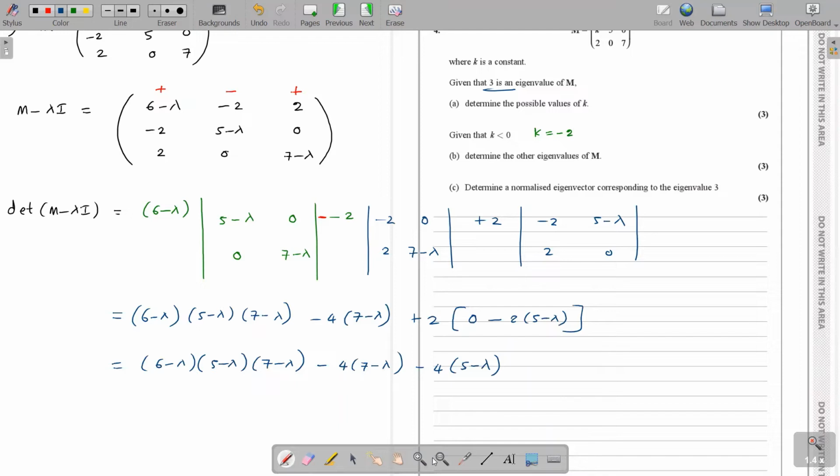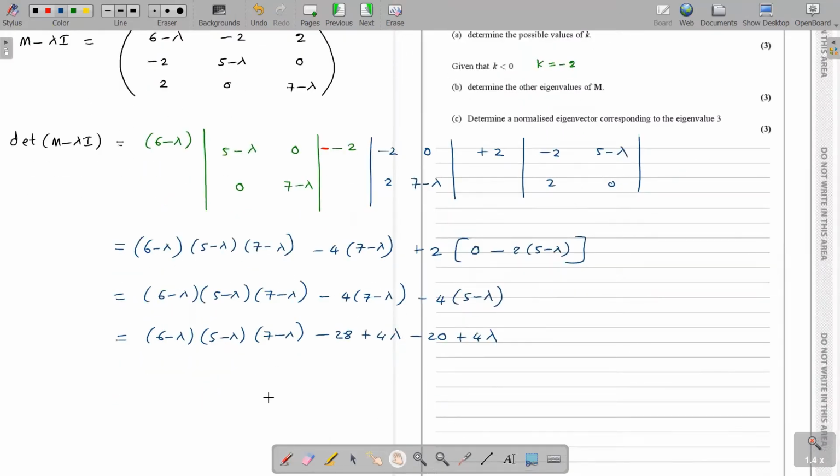So before I open the large bracket, let me open these two brackets to see whether there is something I can take out. This is minus 4 times 7 is minus 28. 4 into minus lambda is plus 4 lambda. Minus 4 into 5 is minus 20. Minus 4 into minus lambda is plus 4 lambda. So I think you can see we get here plus 8 lambda minus 48.